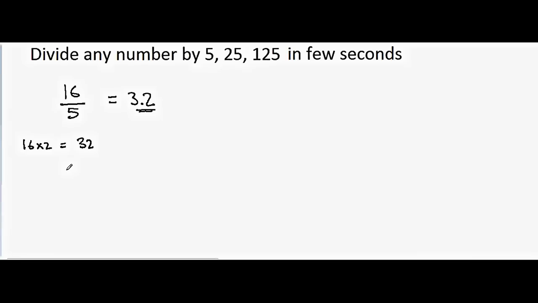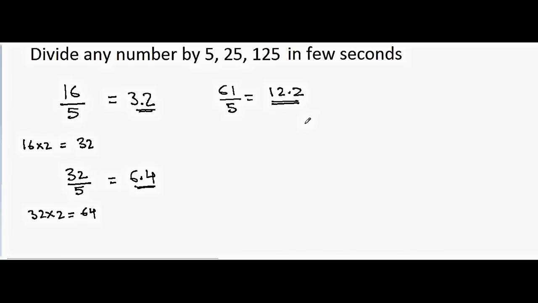Again, suppose I have 32 and I want to divide it by 5. In this case the answer will be 32 times 2, which is equal to 64, right? Then I put a decimal after one digit, that is 6.4. So my answer is 6.4. Again, if I have 61 and I want to divide by 5, the answer will be 122, one decimal, and that will give me 12.2. That's pretty easy.